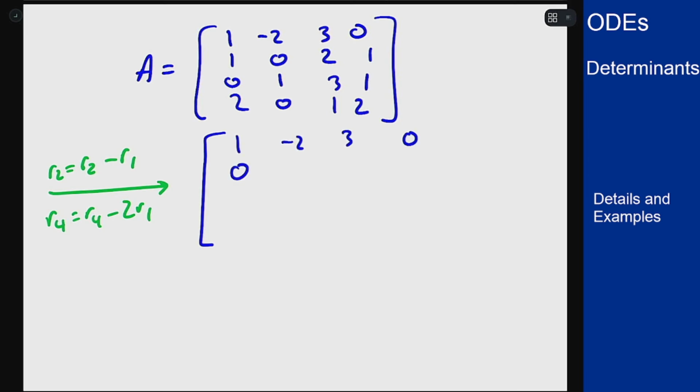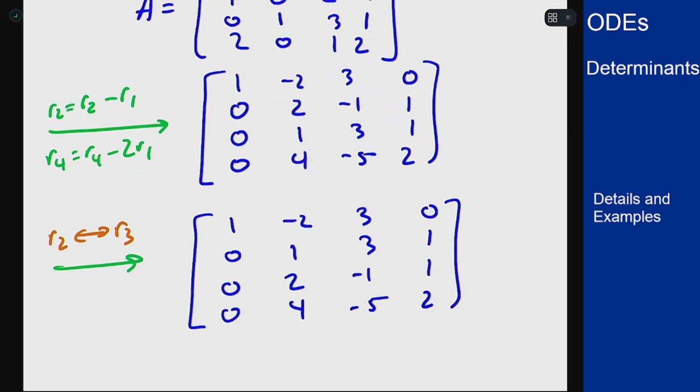1 minus 1 is 0, 0 minus -2 is plus 2, 2 minus 3 is minus 1, 1 minus 0 is 1. Third row stays the same. 2 minus 2 is 0, 0 plus 4, 1 minus 6, and 2 minus 0. Now there's two options here. I could either divide row 2 by 2 to put a 1 in this spot here, or I could swap rows 3 and 2 to get that 1 up there. Let's go with the swap method.